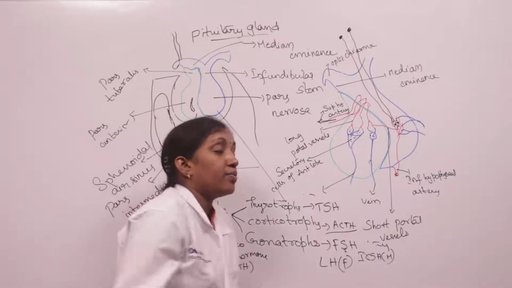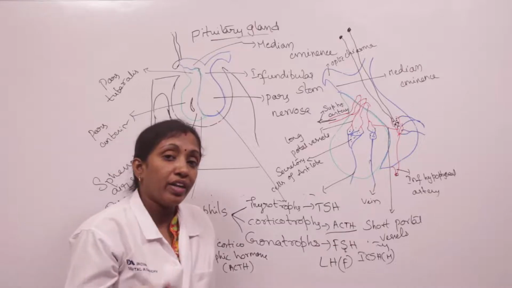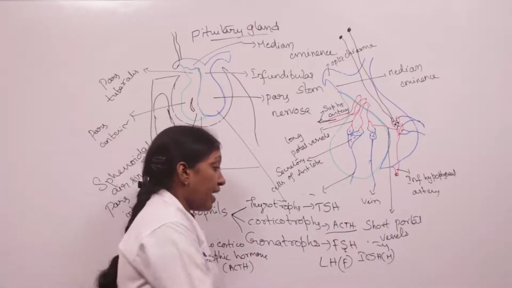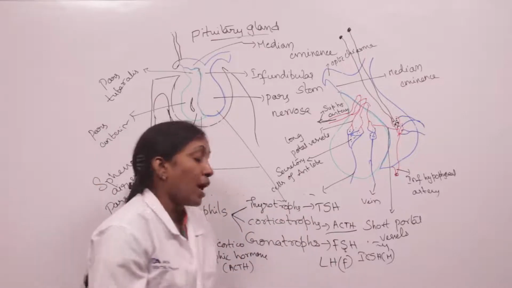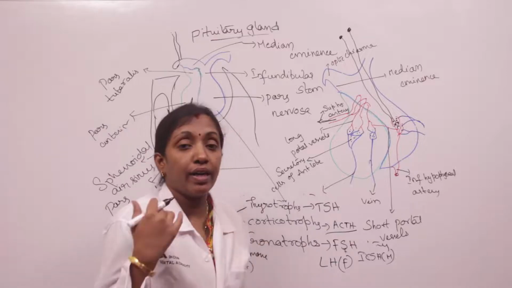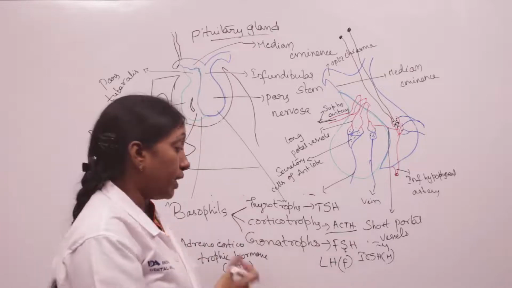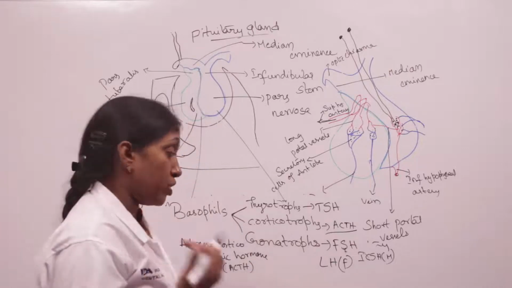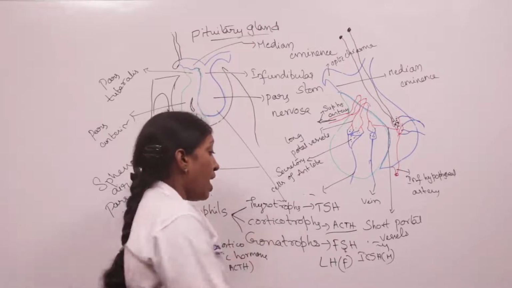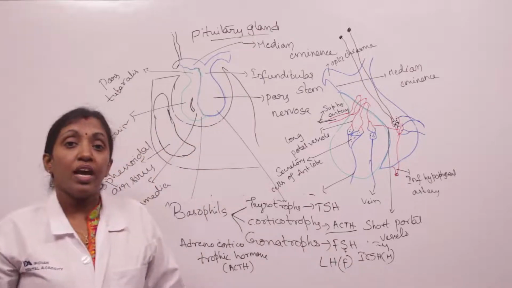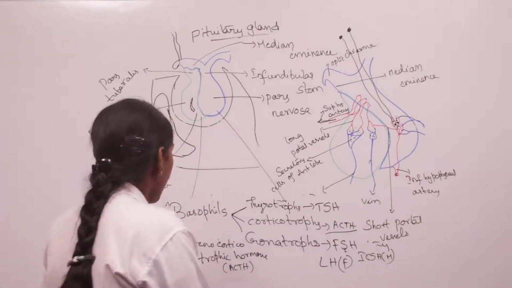This follicle stimulating hormone helps in the maturation of the ovarian follicle, from primordial ovarian follicle to mature ovarian follicle, and in males it helps in spermatogenesis. And luteinizing hormone develops the corpus luteum after the rupturing of the ovarian follicle, and it stimulates the secretion of progesterone. And interstitial cell stimulating hormone in males causes the secretion of testosterone. So that's about the basophil cells.